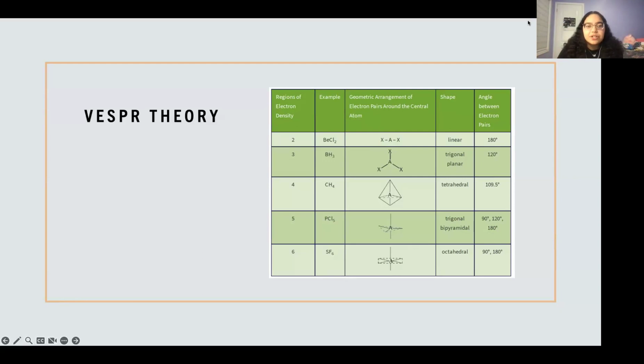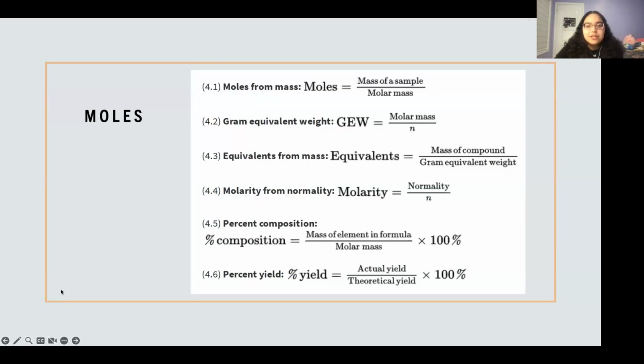VSEPR is valence shell electron pair repulsion theory. So it's good to know why things will be in different shapes. The same kind of formula can still have different shapes. Is it 3D? Is it planar? Good to know those things and how you can determine the shape of a compound. So that's important. From here, chemistry turns into more equation or math-based things.